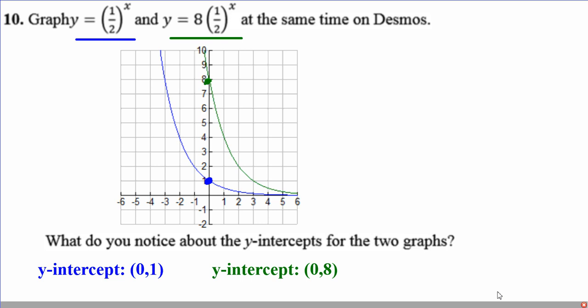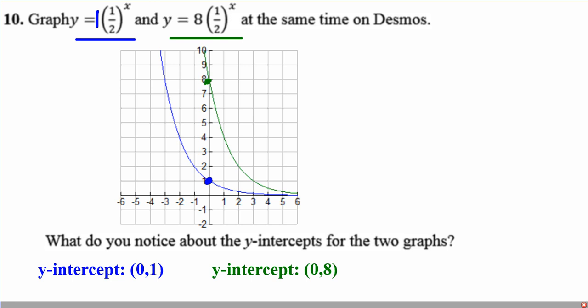Now, do you have any clues about the functions that might tie you into the y-intercepts? If you notice, the y-intercept is related to the a value, the multiplier. And so your first function, 1/2 to the power of x, technically has a multiplier of 1, an a value of 1. And notice how there's your y-intercept, (0, 1). And then your second function, 8 times 1/2 to the power of x. Remember, here's your a value, multiplier of 8. Notice how there's your y-intercept at (0, 8).